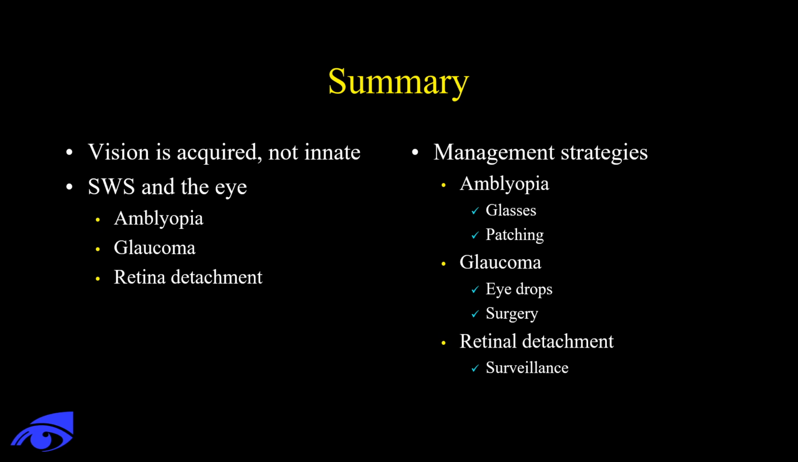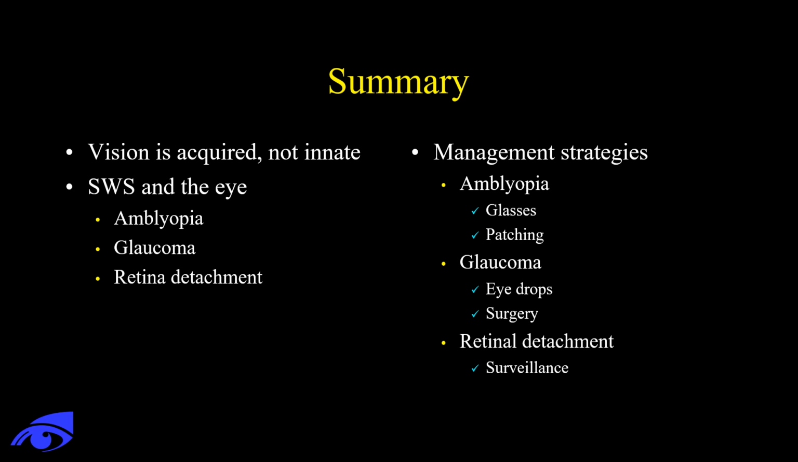So, in summary, here are the key points to remember. Vision is acquired, it is not innate, similar to language. When we deal with Sturge-Weber syndrome in the eye, the 3 things we deal with are amblyopia, the so-called lazy eye or poor development of vision. We deal with glaucoma, which is damage to the structures inside of the eye due to high pressure, and retinal detachment, which is when the retina becomes detached due to poor choroidal function.